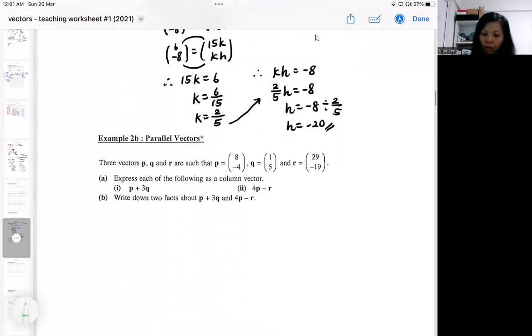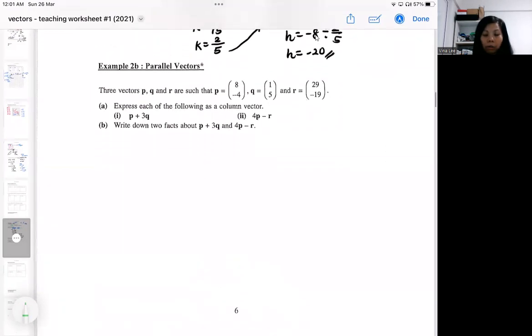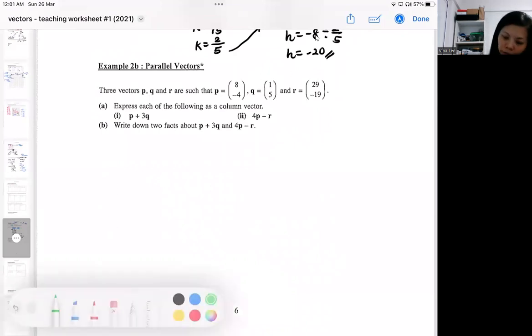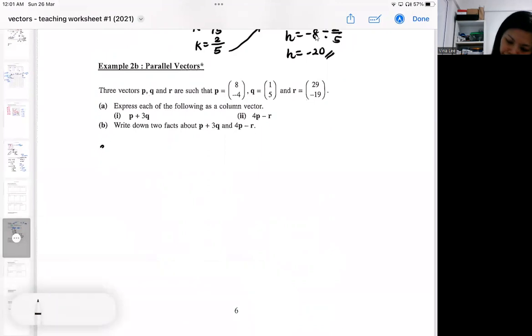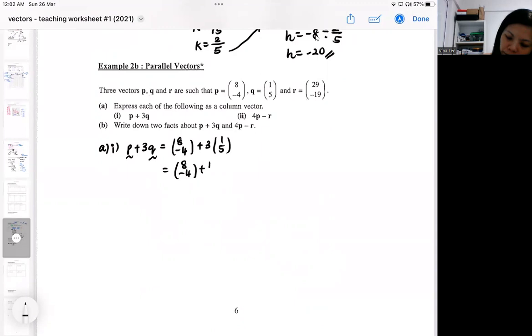I will be showing you this through Example 2B. That's why I put an asterisk on Example 2B. So let's try to answer part A first. Part A is just asking me to do a column vector, which is very much like your matrices. So be very patient about it. Be very careful about it.